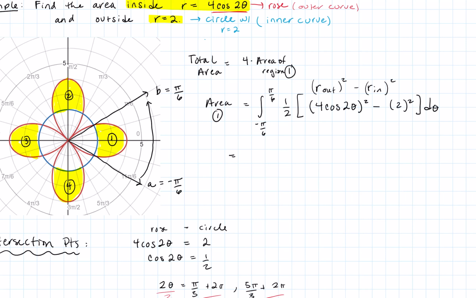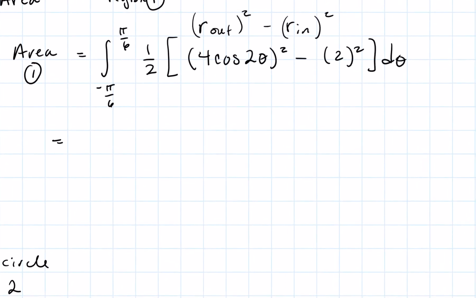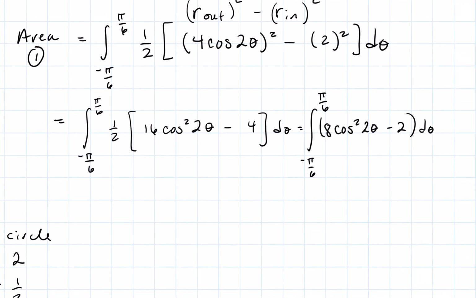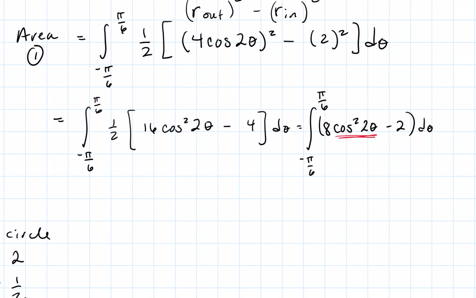I'm going to zoom in so that we can do the simplification and then the integral with a little bit of a closer view. So we're going to get 1/2 times 16 cosine squared of 2 theta minus 4 d theta. Go ahead and distribute the 1/2. So we're going from negative pi over 6 to pi over 6 of 8 cosine squared of 2 theta minus 2 d theta. And then we're going to use an identity, of course, to reduce that power right there.